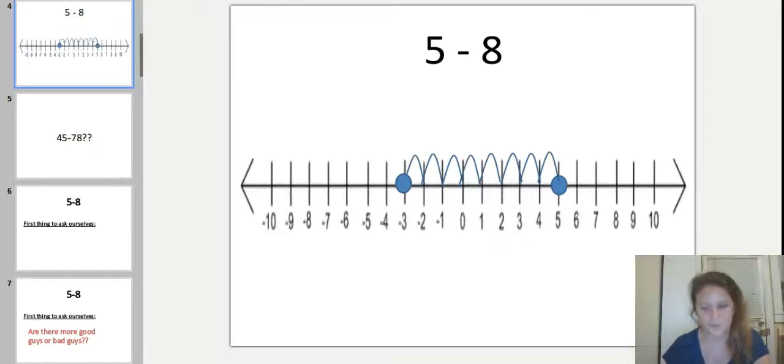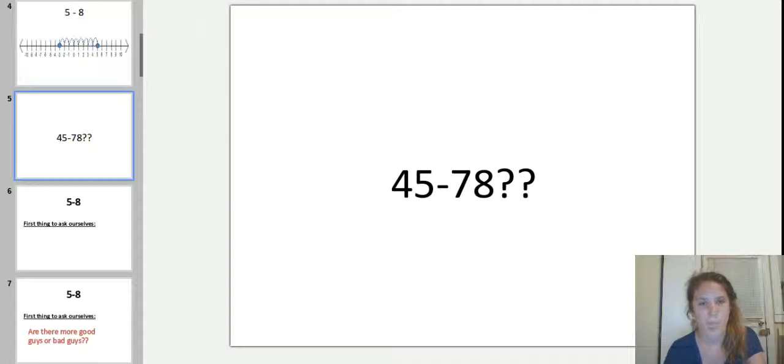But sometimes you're going to get a question like this: 45 minus 78. I wouldn't want to do that on a number line. Would you want to write out a number line and put 45 little dashes and then move back 78 spots? Sounds like a headache to me. Today, some of us are going to be able to figure out how to do problems like that, and others of us, working from the start, will figure out how to do problems in another way.